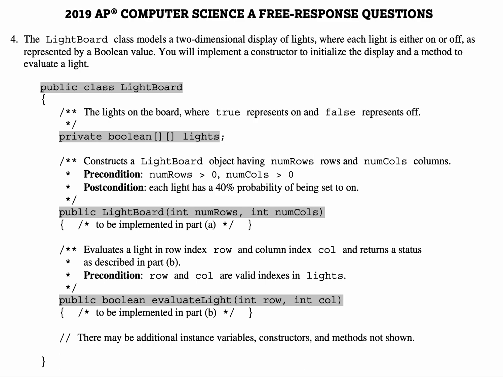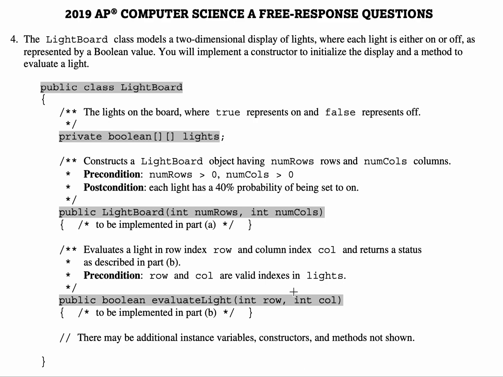Okay, so this is a 2D array situation. There's two parts to do as usual. You can see there is a class called LightBoard. Its only instance variable here is a 2D array of Booleans, and that might be a new situation for you. We've never had one in class, but any data type can have a 2D array.